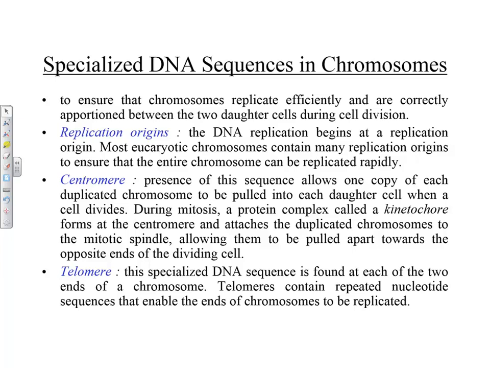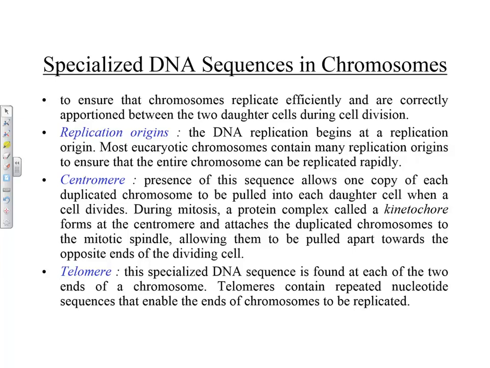And the third region is what is called a telomere. This is a specialized DNA sequence found at each of the two ends of a chromosome. If you have a linear DNA molecule making up a chromosome, towards the end you have this special region called a telomere. Telomeres contain repeated nucleotide sequences which enable the ends of chromosomes to be replicated.